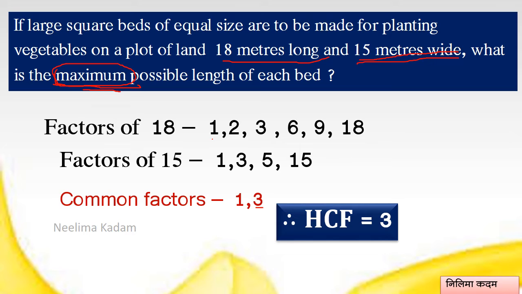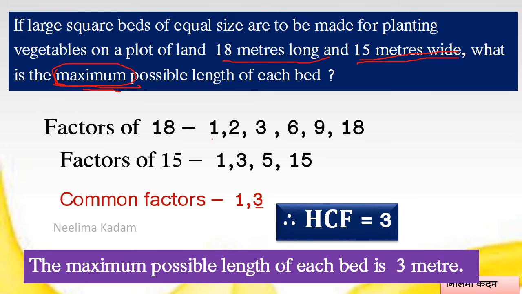And therefore this is a word problem, so you are supposed to write the answer in words. So the maximum possible length of each bed is 3 meter. Here the unit is also, you have to write the units of the given example. So 3 meter, the maximum possible length of each bed is 3 meter.